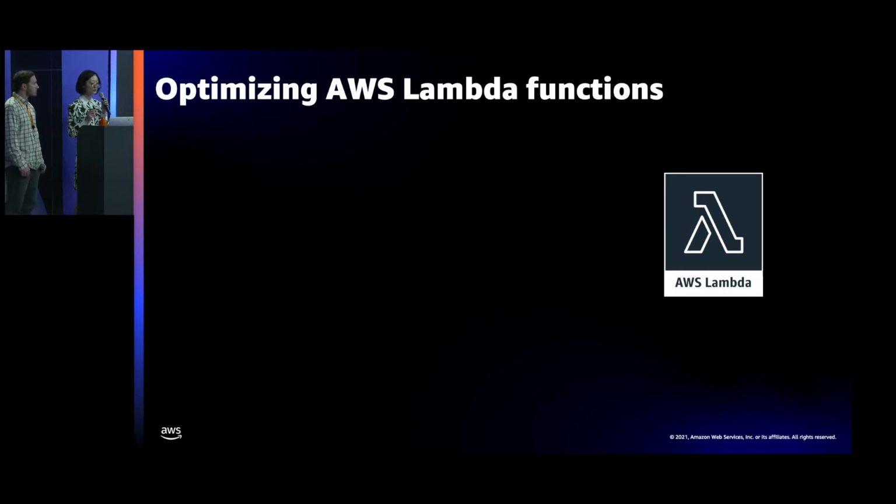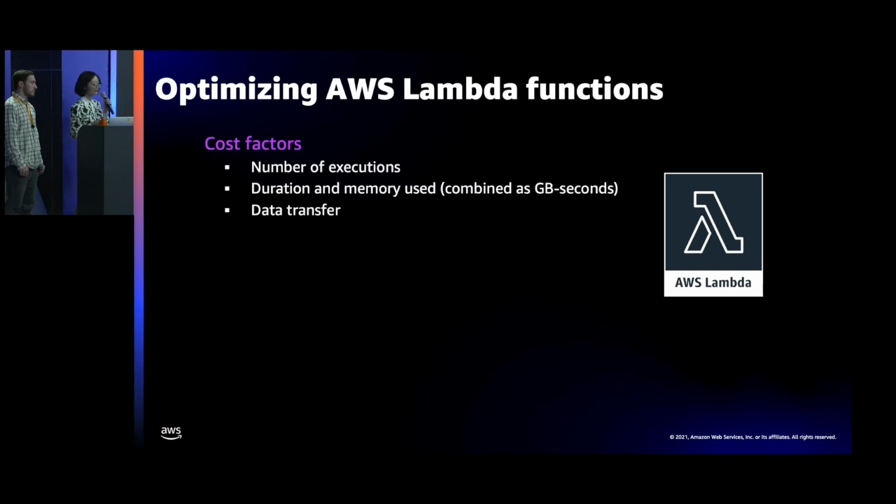To think about optimizing Lambda functions, you want to first understand the cost factors behind a Lambda function. There are three: the execution time of your Lambda function, the number of executions of your Lambda function, and also the data transfers.